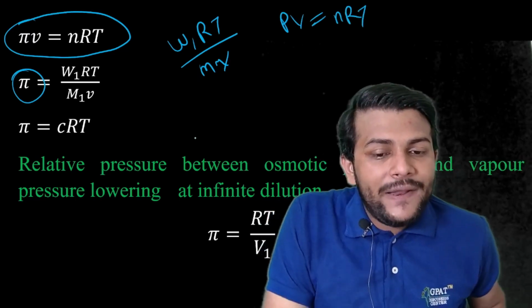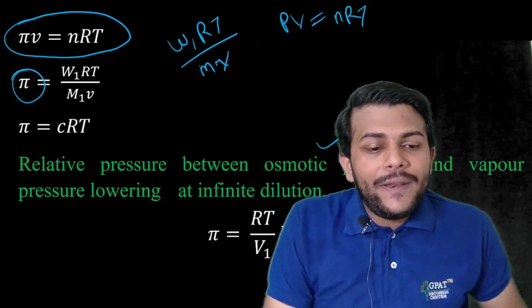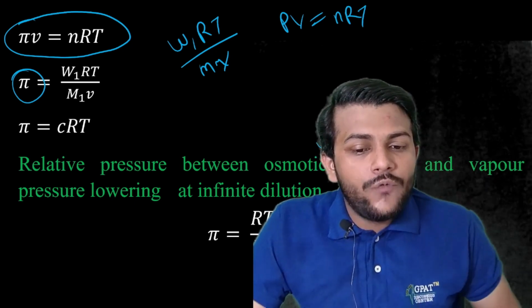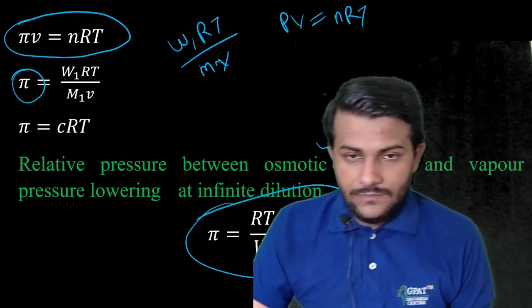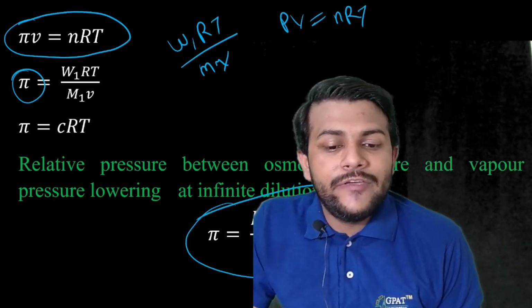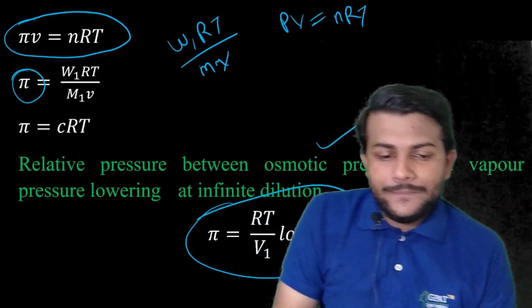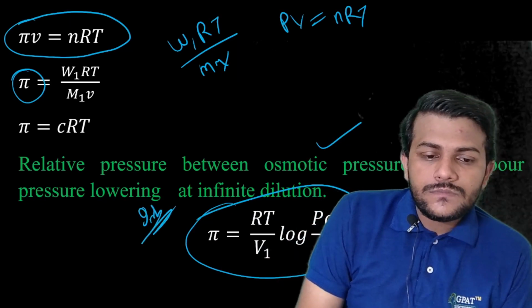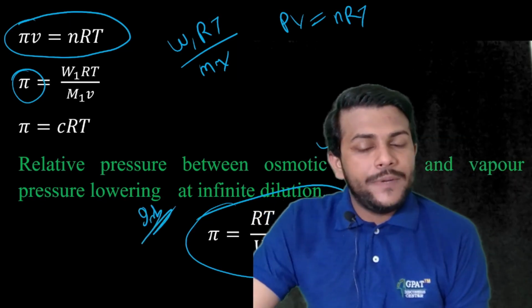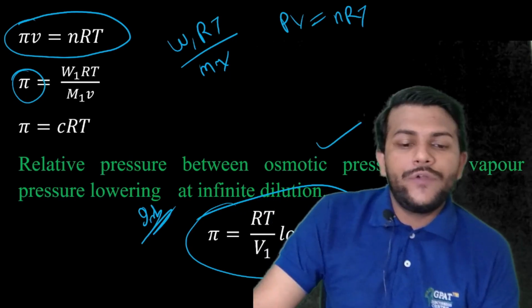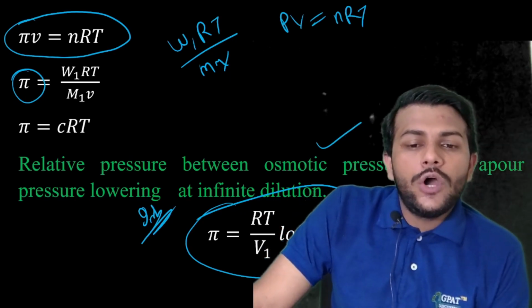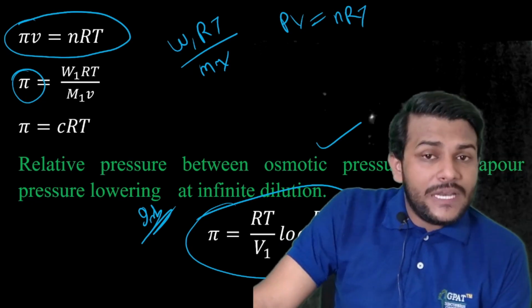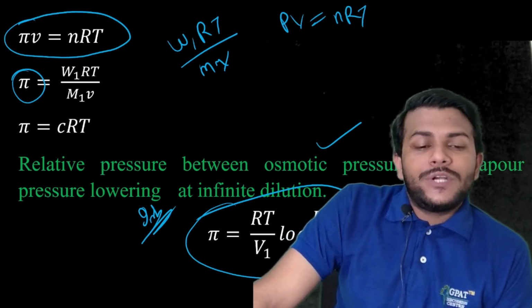So the relation between osmotic pressure and vapor pressure lowering at infinite dilution is represented by π = (RT/V1) log(P°/P). So that is the relation between osmotic pressure and vapor pressure lowering at infinite dilution, that is π = (RT/V1) log(P°/P). So this is the representation of your osmotic pressure.